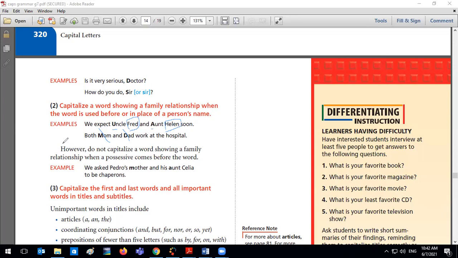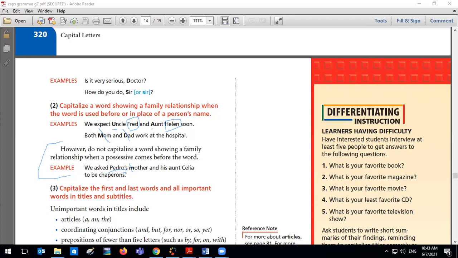However, this is the rule that's very important right here, is to tell you that you do not capitalize. Again, you do not capitalize the family relationship if it comes before a possessive noun or a possessive pronoun. And if we remember, possessive means showing ownership. Okay. And when you show ownership with a noun, you do so by providing an apostrophe S. So we asked Pedro's mother. Now, where is the possessive noun here? Pedro. All right. Pedro apostrophe S shows that the mother belongs to Pedro.